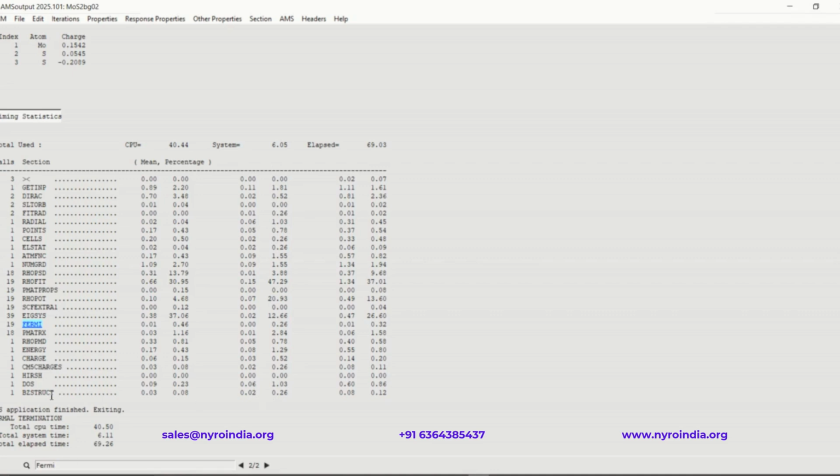And you can see that the Fermi level has been highlighted here, and how much time it has taken to finish this calculation. So in summary, this AMS band analysis of molybdenum disulfide yielded the graphical representation of density of state that clearly illustrates its electronic structure. For the 2H phase, the presence of a distinct band gap around the Fermi level confirms its semiconducting nature, which we have just analyzed with this statistics.